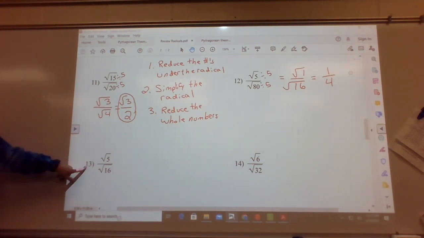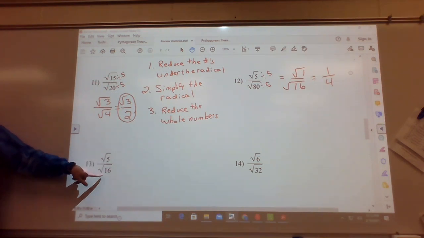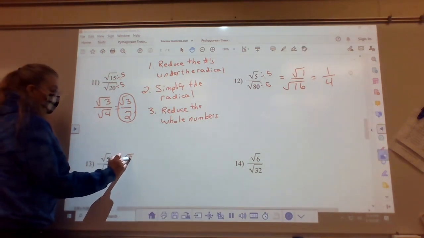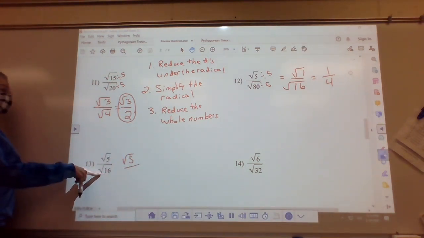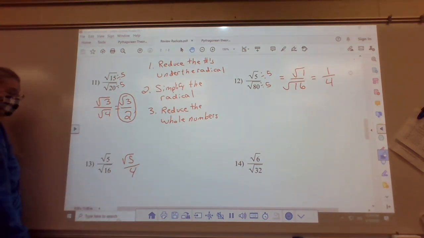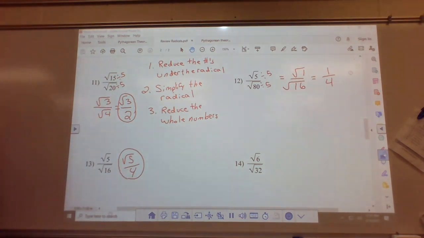13. Can the same number go into 5 and 16? Nope. So I can't do number 1. I can't reduce the numbers underneath the radical. 2 is to simplify the radicals. Can I simplify radical 5? I mean, 5 is just 5. I can't really do anything with a 5. So the 5 is just going to stay 5. Can I simplify radical 16? Yes. Because the square root of 16 is 4. I can't do anything more with that. I can't reduce whole numbers. So that's my answer on that guy.